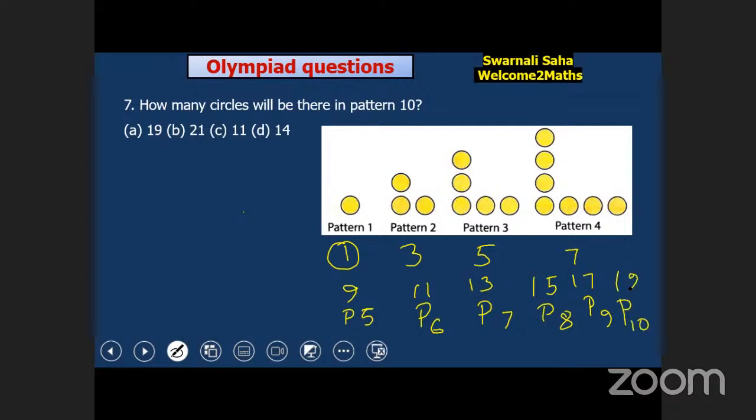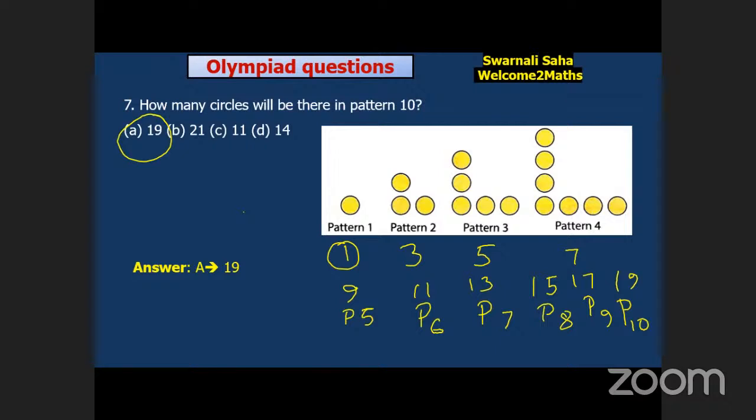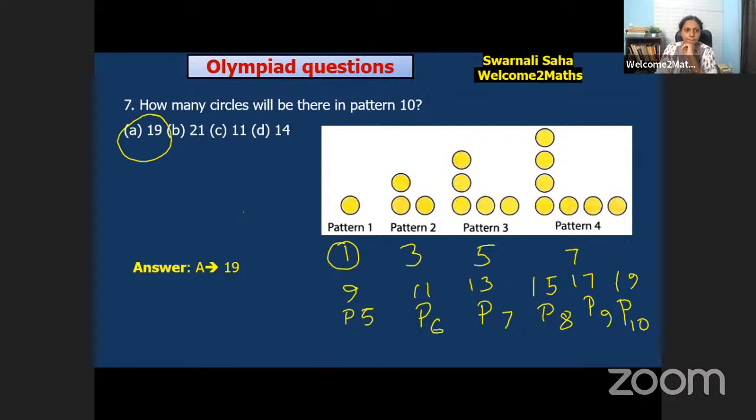19 circles. Okay, because you can see the number of circles are odd numbers: 1, 3, 5, 7, 9, 11, 13, in this way. Odd number of circles. So that means it would be A, 19 circles. Okay, very good, 19 circles. Very good. So let's move on. It's 19 circles.